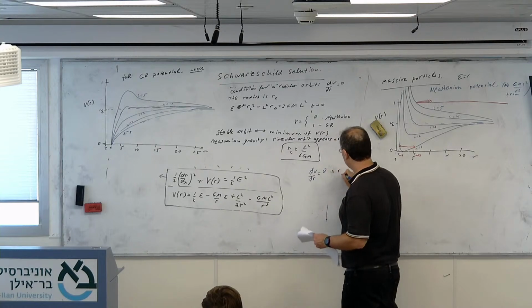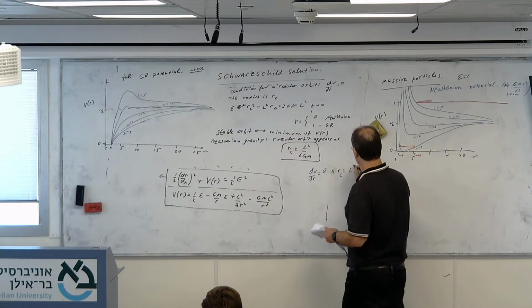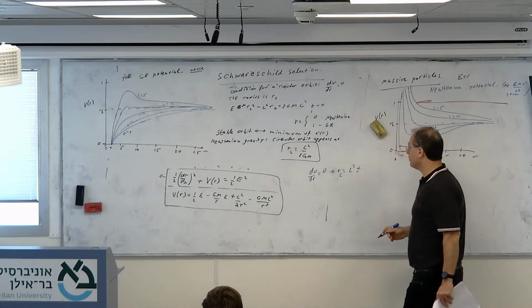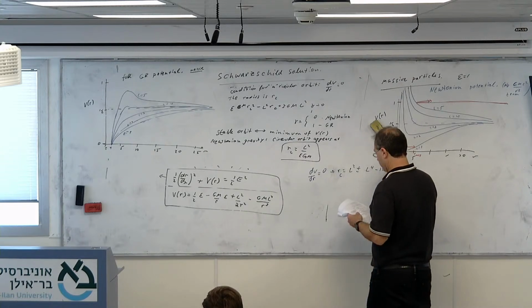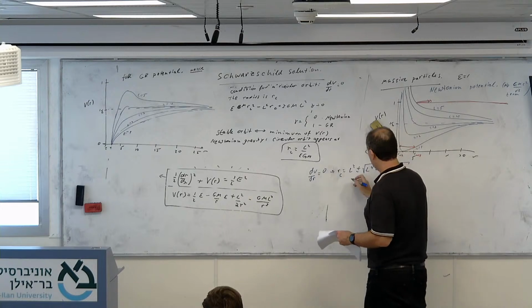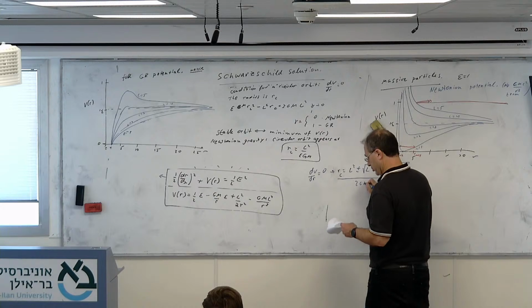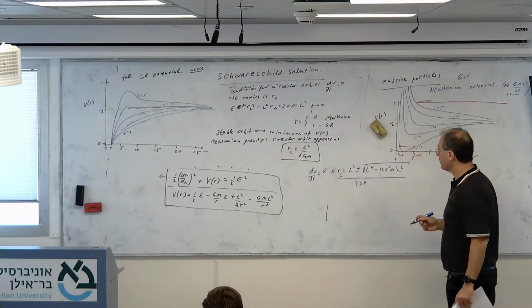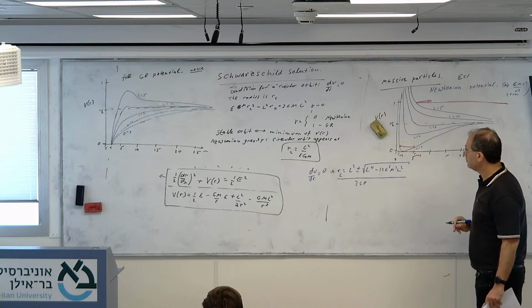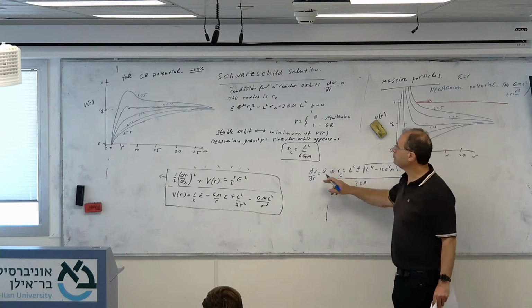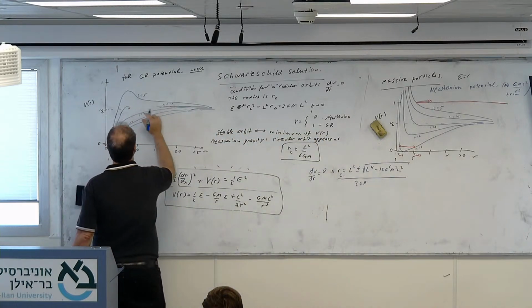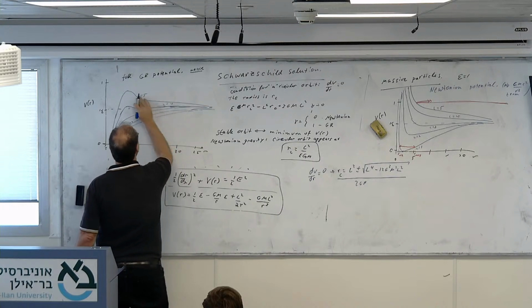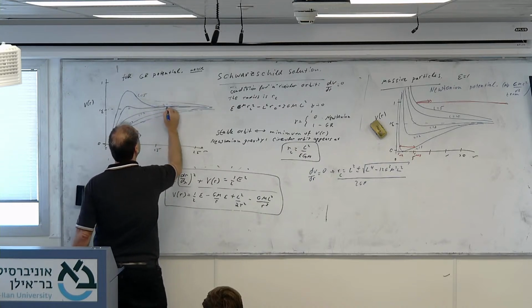What you get is R_C equals L squared, just giving you the final result, plus or minus the square root of L to the 4 minus 12 G squared M squared L squared, divided by 2GM. So this is the minimum of the potential. I did not draw it very well. I should have drawn something that looks like that. That's okay.